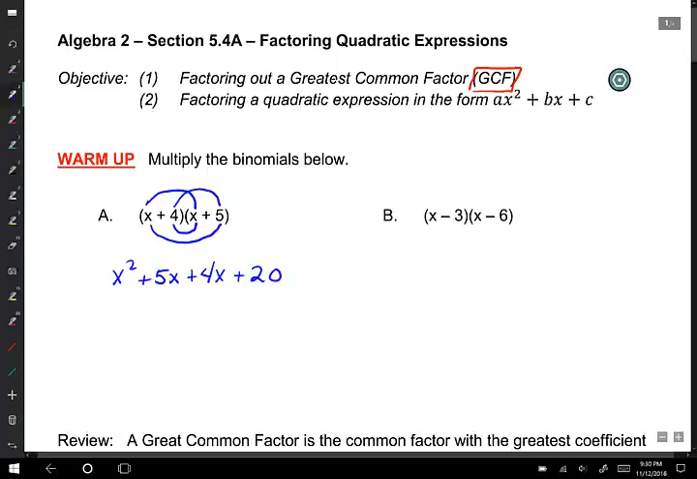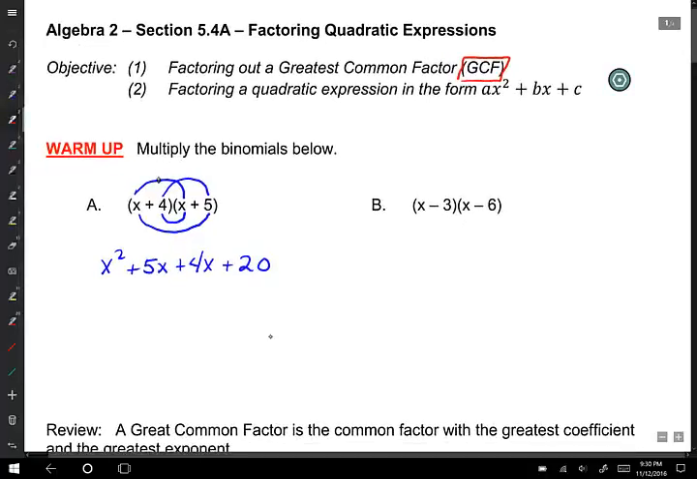The important thing here is to remember we multiplied the x times both the first term and the last term of the second one, and the 4 times the first term and the last term of the second one. A lot of people realize this and think of this as the acronym FOIL. And FOIL just stands for first, outer, inner, last. And once we've done our multiplying, then we're always going to combine our like terms.